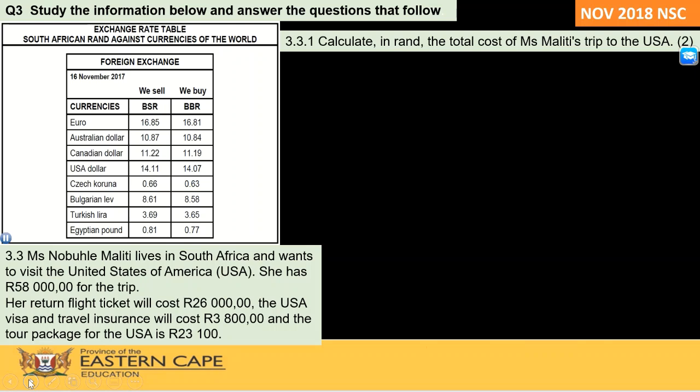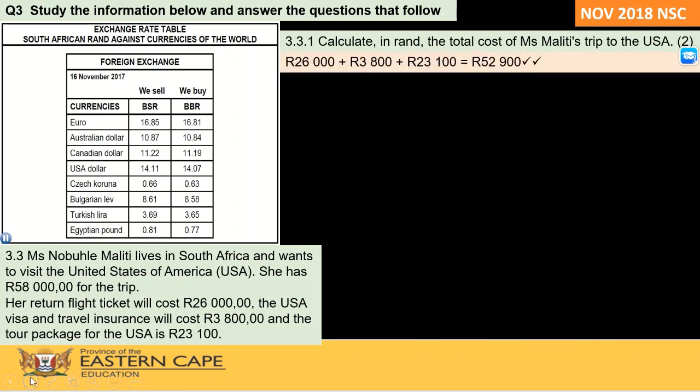Now this is a very straightforward question, grade 12. All you are required to do here is take the three amounts that are given to you: 26,000 rand for the return flight ticket, 3,800 rand for the visa and travel insurance, and 23,100 rand for the tour package. Add the three together, which then gives you 52,900 rand, and that is the total cost of Miss Maliti's trip.